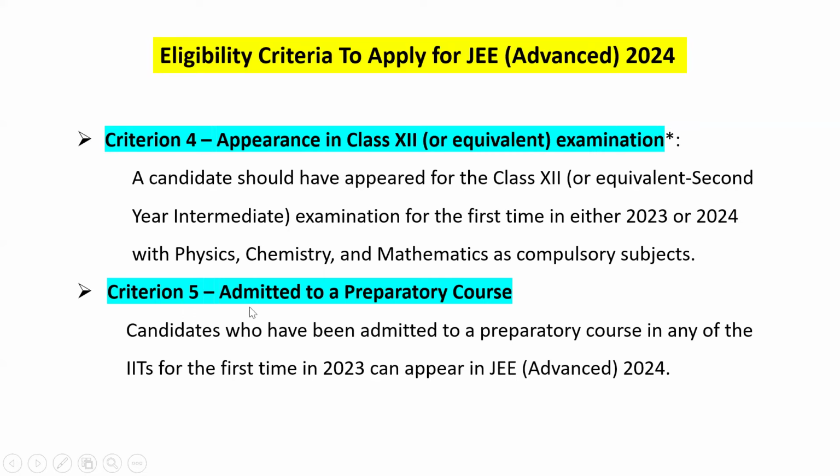Okay. Next, the fifth criterion, admitted to a preparatory course. That is, candidates who have been admitted to a preparatory course in any of the IITs for the first time in 2023 can appear in JEE Advanced 2024. That is, if a candidate is admitted in any IIT institute to a preparatory course for the 2023 academic year, that student is also eligible to write the JEE Advanced 2024 examination.